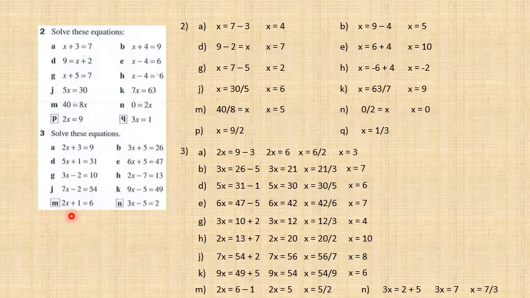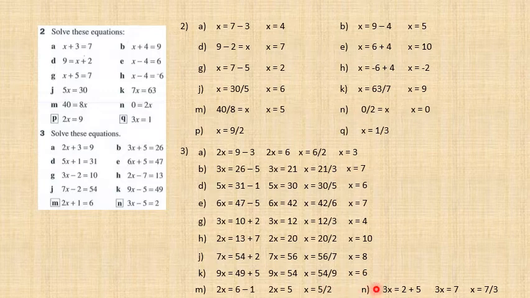In question M here, it's the inverse operation and balance. This is the key. 2x plus 1 equals 6. So I will make it 2x equals 6 minus 1. The inverse operation of plus 1 is minus 1 on the other side. So 2x equals 5. And then I will divide by 2. So x equals 5 over 2. You can write it down as 2.5. You can write it down the way that you like.